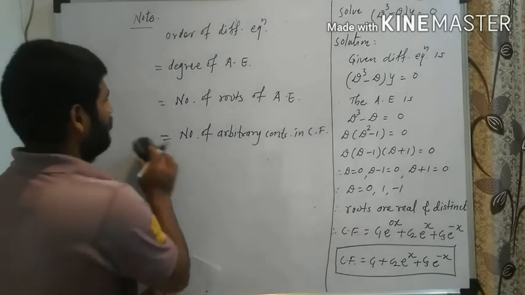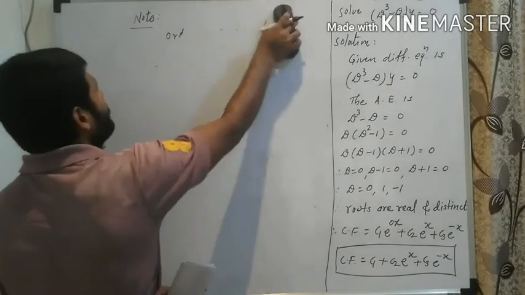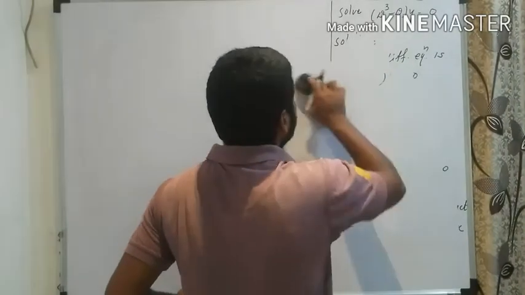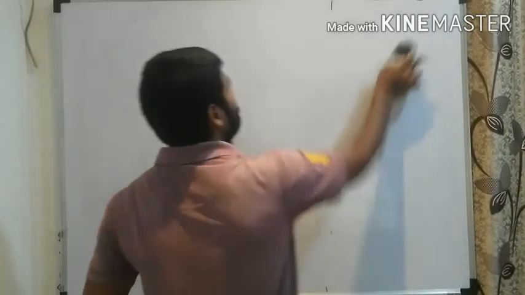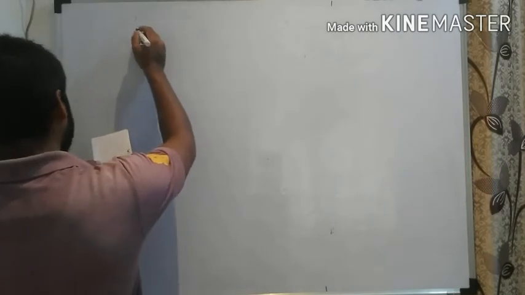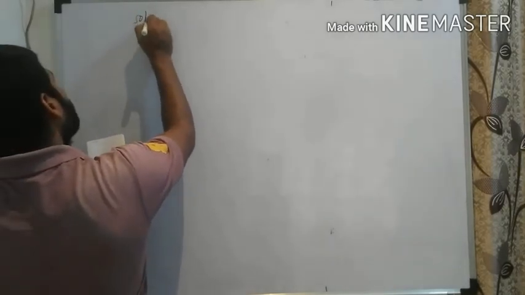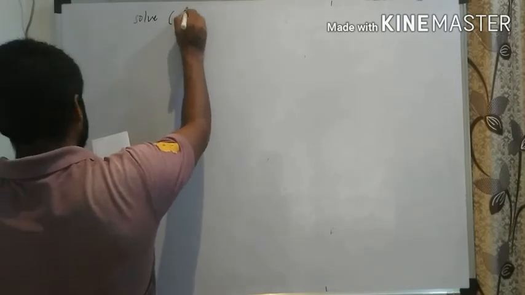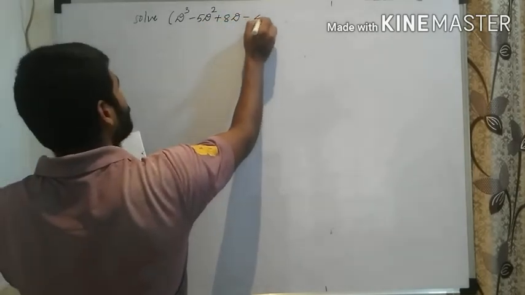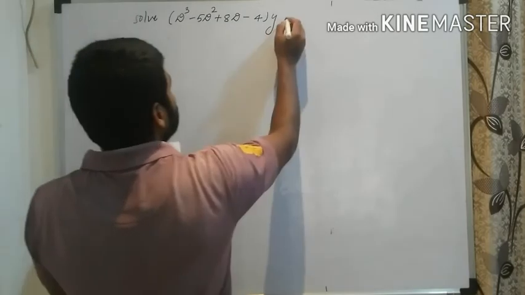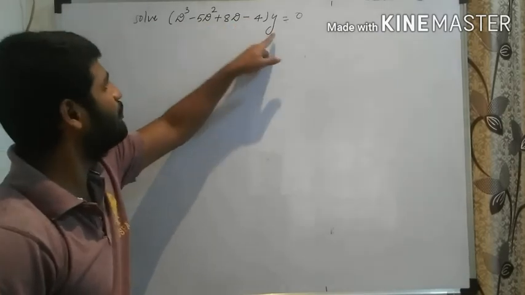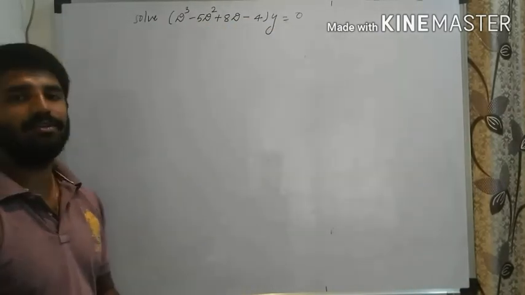Now let us see one more example to find complementary function. See, first example, solve (d cube minus 5d square plus 8d minus 4) into y is equal to 0. So this is again in standard form, f of d into y is equal to 0. So we have to directly write the auxiliary equation.